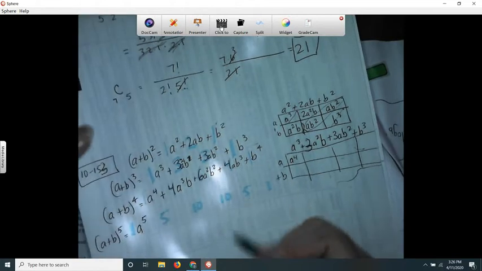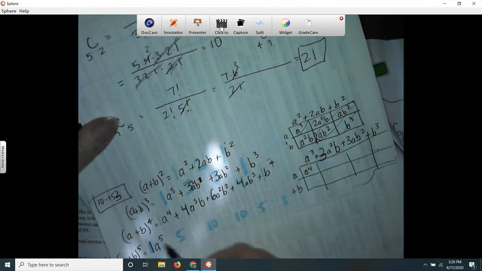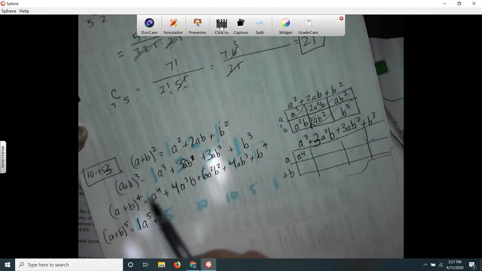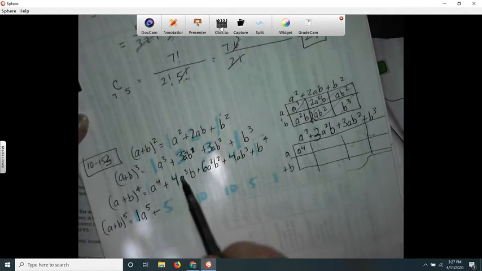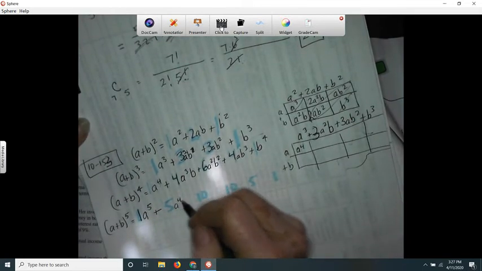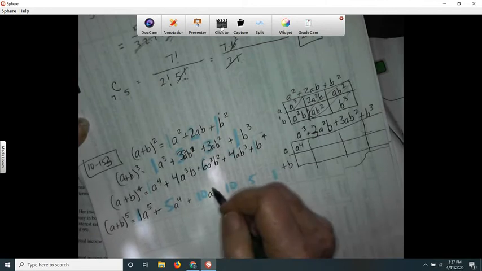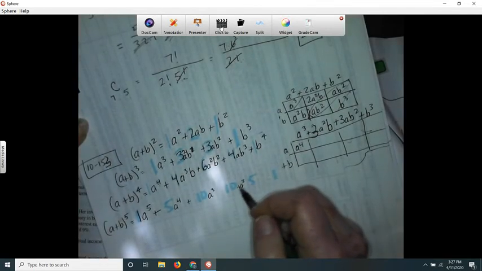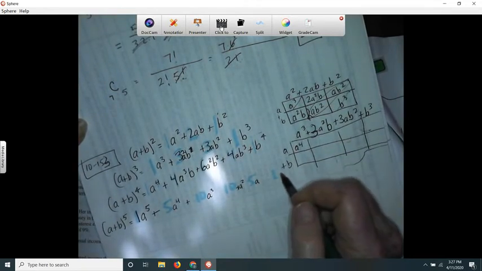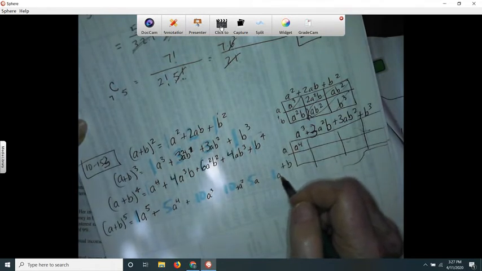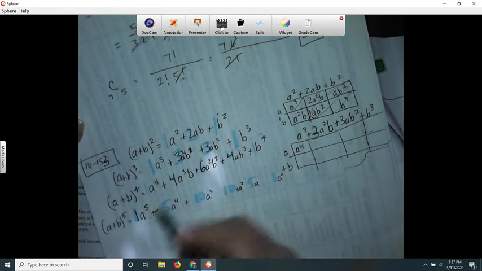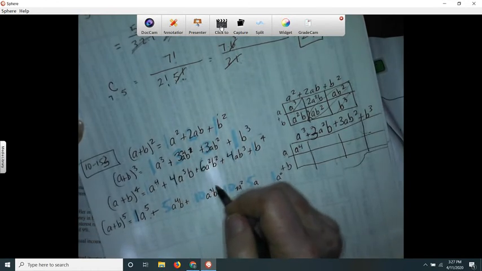Now the a's are going to go down in descending order. Notice it went a to the fourth, a to the third, a to the second, a to the first. So it's going to be a to the fifth, a to the fourth, a to the third, oops, that plus sign doesn't go there, sorry. And then that's a to the 0. I'm not going to write a to the 0. Well, I'll write a to the 0 for you. And then the b's are going to go b to the 0, b to the 1, b to the 2, b to the 3, b to the 4, b to the 5. And these are the coefficients.